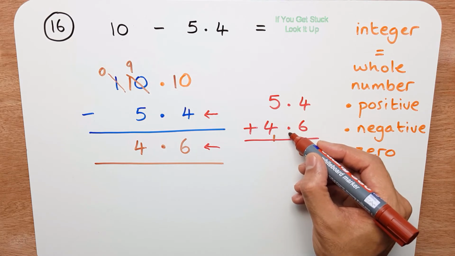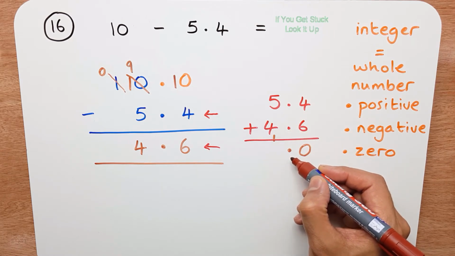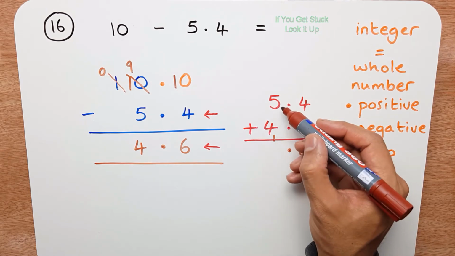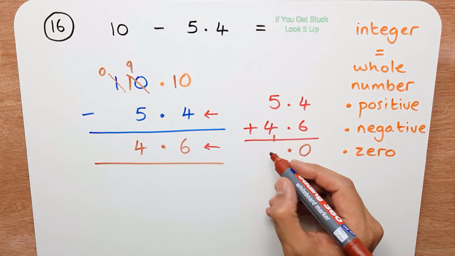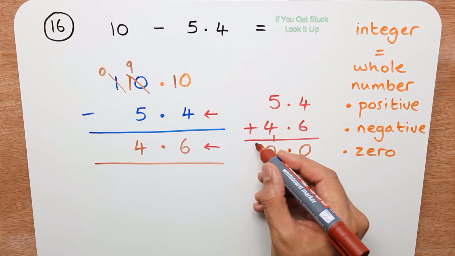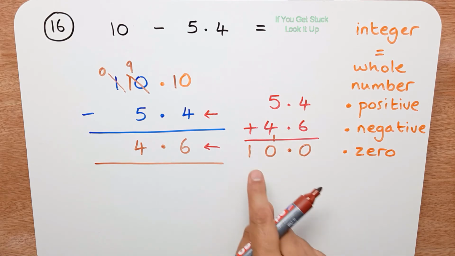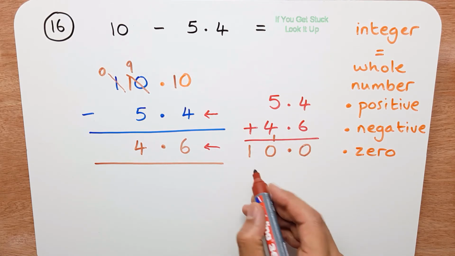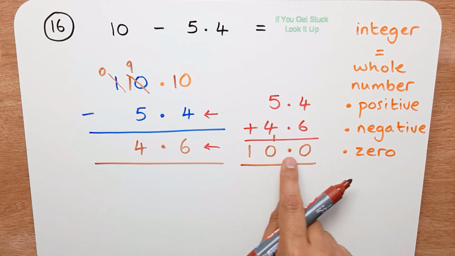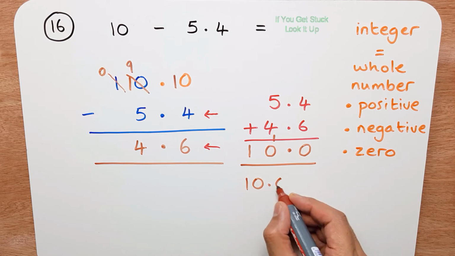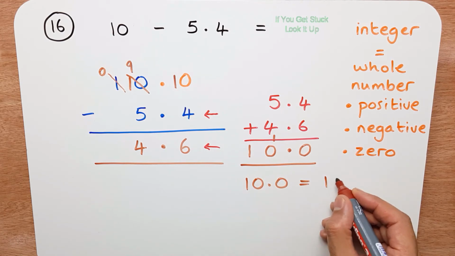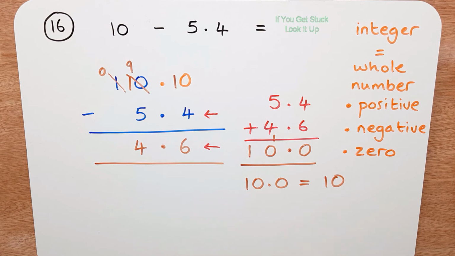Now again, carefully bring the decimal point down and line it up. 5 add 4 is 9, plus this 1 is 10. So I put the 0 here and I carry the 1 over to the next column. And because there's nothing else to do, I can write it straight down. So my answer is 10.0, which is the same as 10. So I want you to know this as well. 10.0 is the same value as 10. So that's correct.